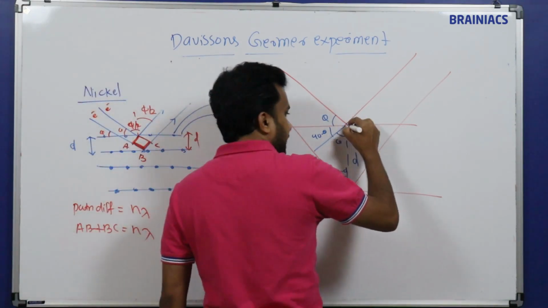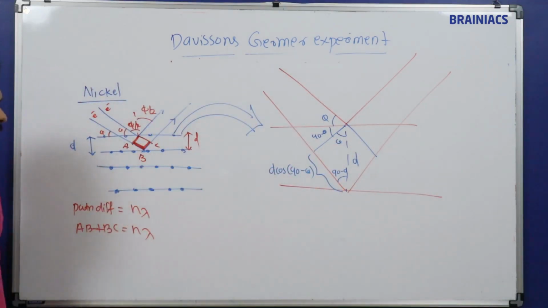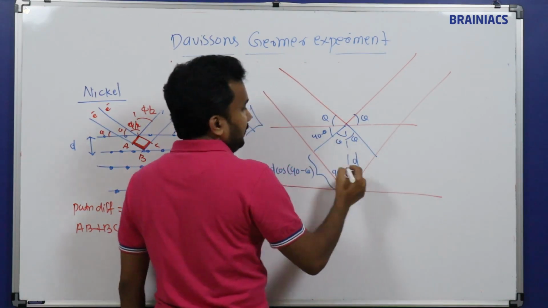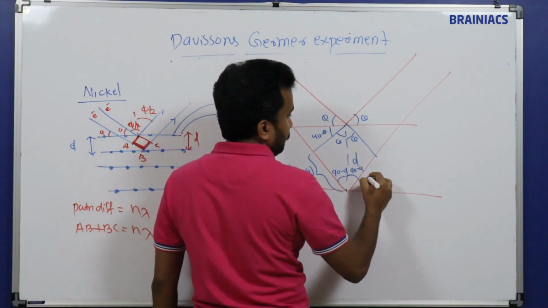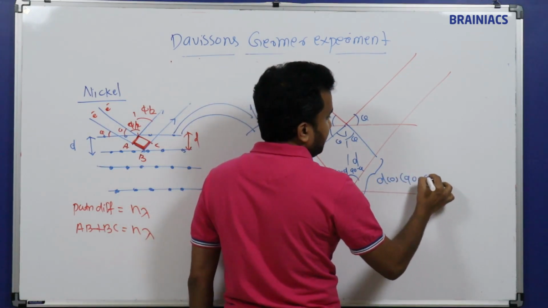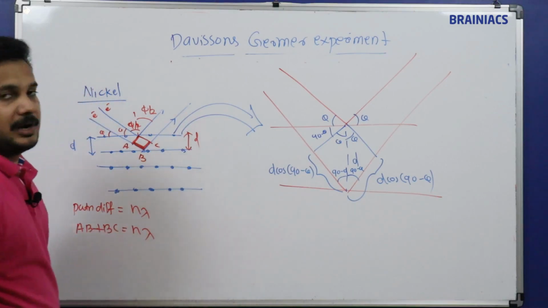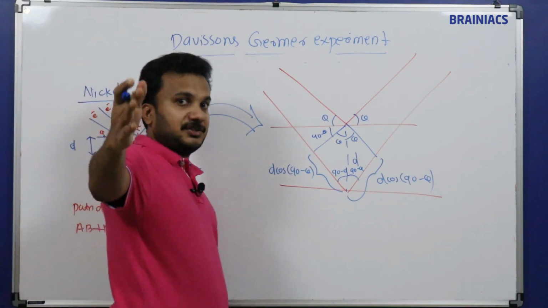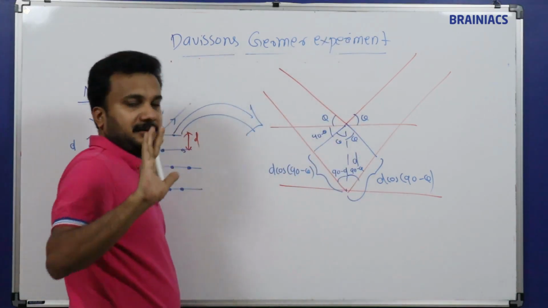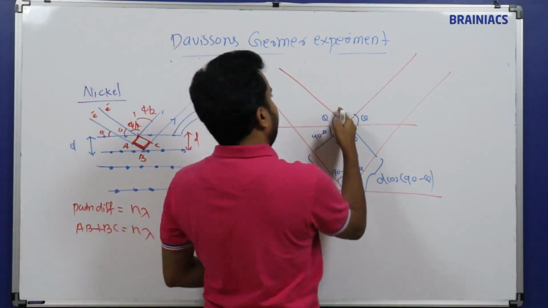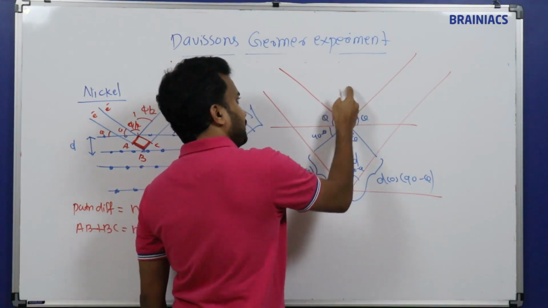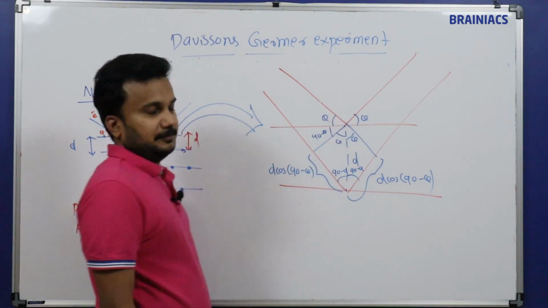This side, and the same way this side also. The angle of emergence is theta, and this is 90 minus theta. So this side is also D into cos of 90 minus theta. Angle of incidence is equal to angle of reflection, right? That is the basic law of reflection, with respect to the normal. If those two are equal, this is also equal.